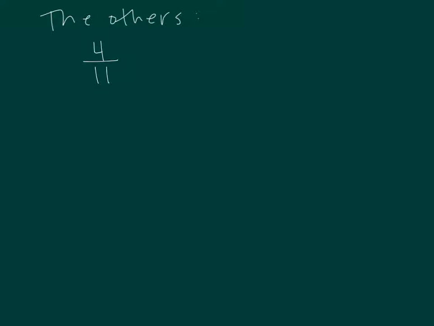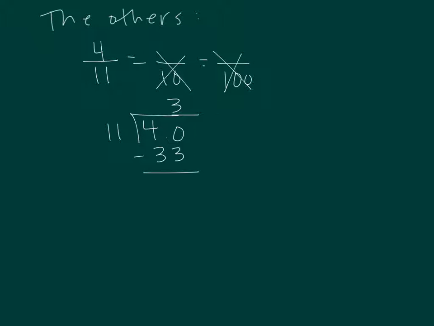4/11ths. We know 11 is too big to go into 10. It does not go evenly into 100. So we'll do numerator divided by denominator. Well, 3 times 11 is 33. Subtract and you get 7. Bring down a 0. 11 goes into 70 6 times. That's 66. Subtract and you get 4. Bring down a 0. 11 goes into 40 3 times. 3 times 11 is 33. Subtract and you get 7.